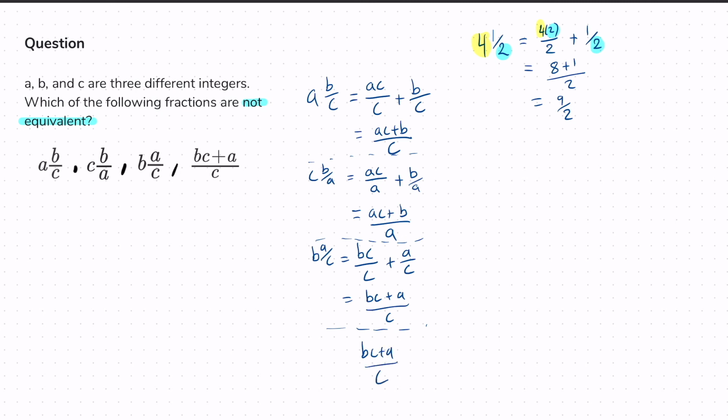Now we're going to look through and see which ones are equivalent because we want the ones that aren't. So down here, they're the same, right? So these two here equal each other. AC plus B over C is not the same as AC plus B over A because A, B, and C are three different integers. The only way this is true is if C equals A. We know that's not true, therefore A, B over C and A, B over A are not equivalent fractions.